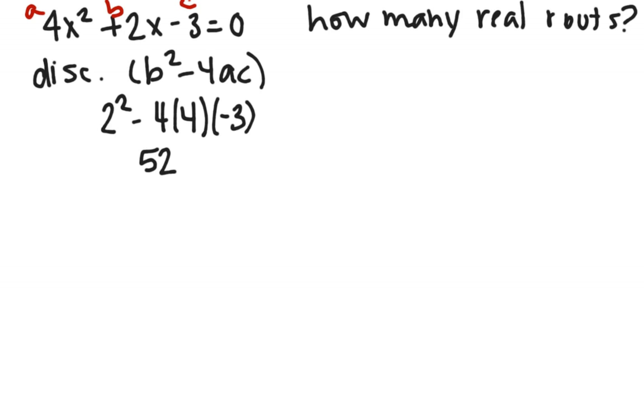Because we are taking the square root of a positive number, that means we're going to end up with two real solutions or two real roots. And at this point, we don't care what those answers are. We just want to know how many we're going to end up with. And in this case, that's 2.